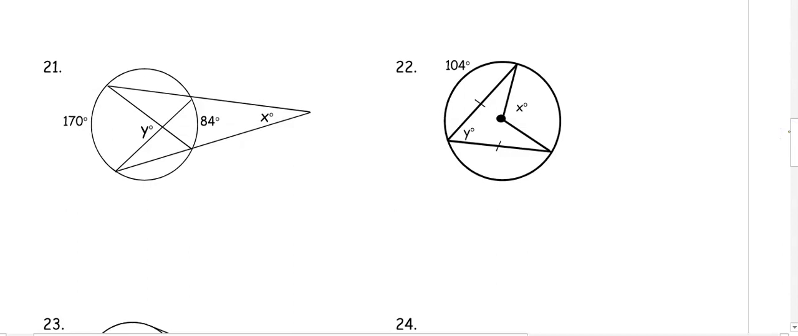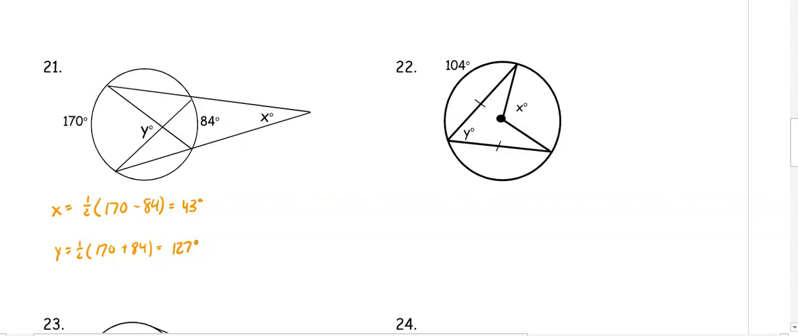In number 21, we want to solve for x and y. So x is on the outside, so we're going to do x equals 1/2 of 170 minus 84. And we get 43 degrees. And then for y, we have 1/2 of 170 plus 84. And that gets us 127 degrees.